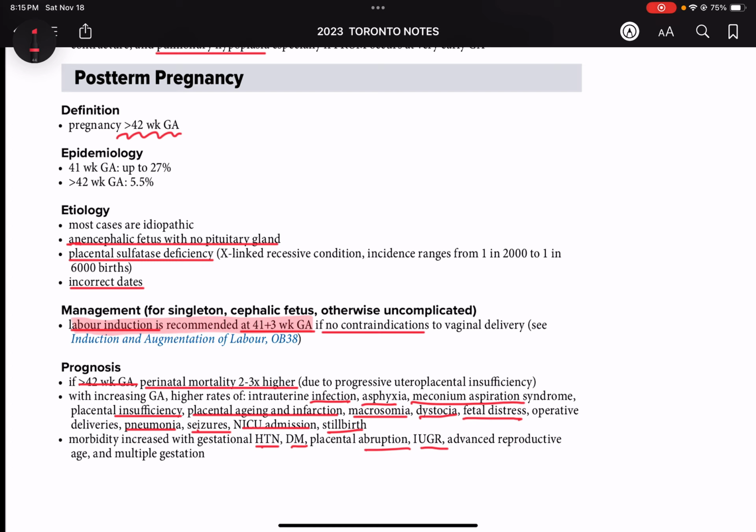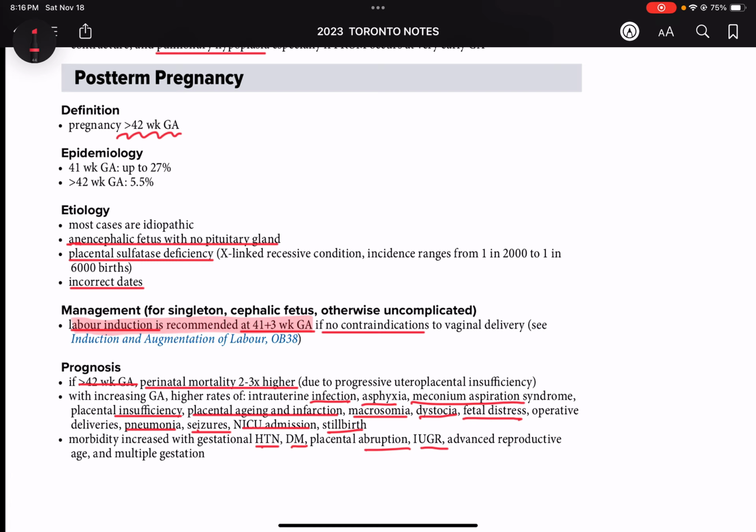And what's the prognosis? If more than 42 weeks of gestational age, perinatal mortality increases 2 to 3 times. And with increasing gestational age, there would be high risk of many things. So it could be infection, asphyxia, meconium aspiration, placental insufficiency. The placenta might be aging and having infarction, macrosomia, dystocia, fetal distress, any operative deliveries, and then complications because of that: pneumonia, seizures, NICU admission, stillbirth.